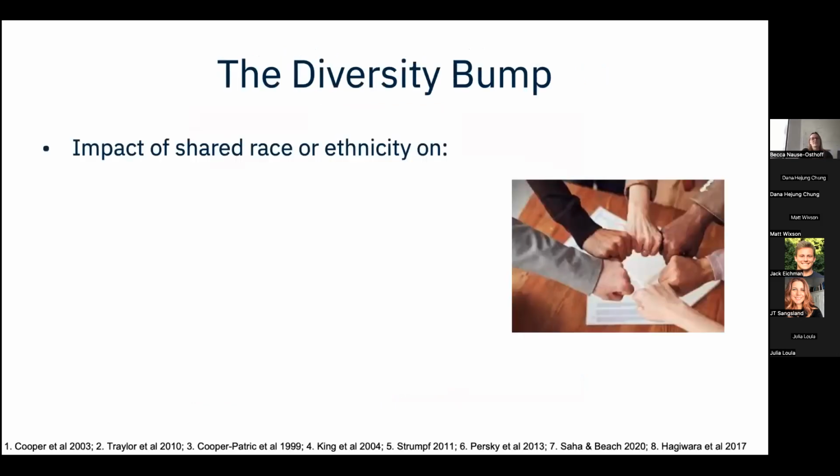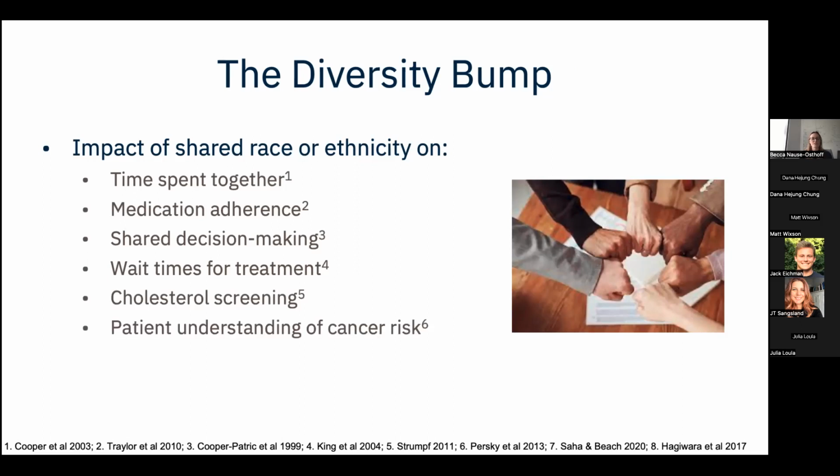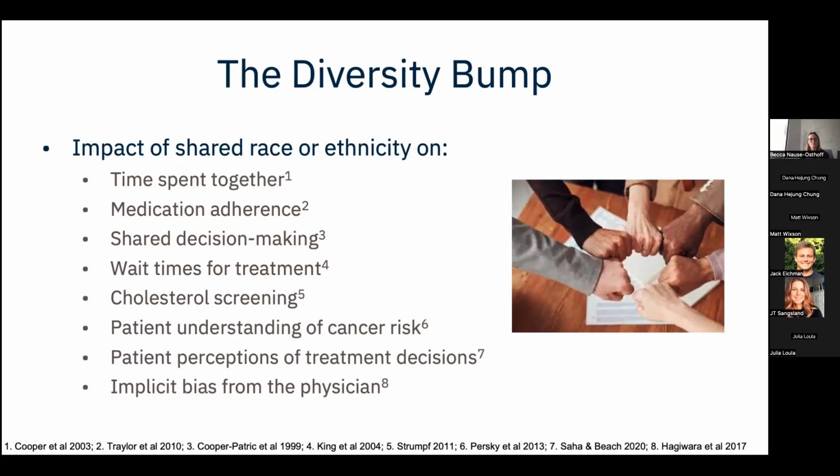So diversity of physicians has well-established positive effects on patient care and access for marginalized groups. When you look at the impact of shared race or ethnicity on a variety of domains, there is study after study showing the benefit of physician-patient concordance in race or ethnicity. So there's a positive impact of shared race or ethnicity on time spent together, on medication adherence, and shared medical decision-making, wait times for treatment, cholesterol screening, patient understanding of cancer risk, patient perceptions of treatment decisions, and implicit bias from the physician. And I think this is an area of dialogue that is out there in the mainstream.